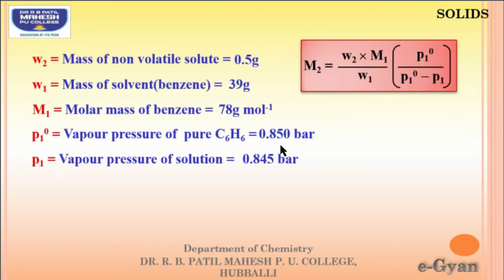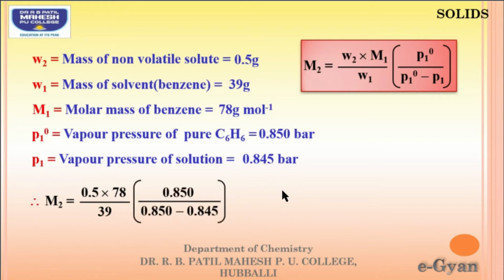So substitute these values in this equation. M2 is equal to 0.5 into 78 divided by 39 multiplied by 0.850 divided by (0.850 minus 0.845). On solving, we will get 170 grams per mole.